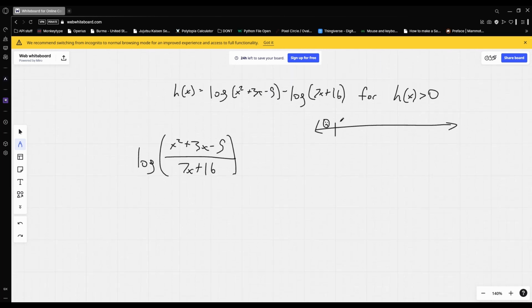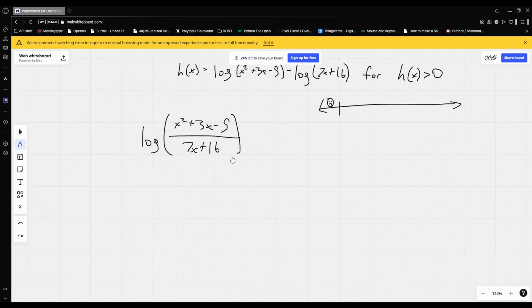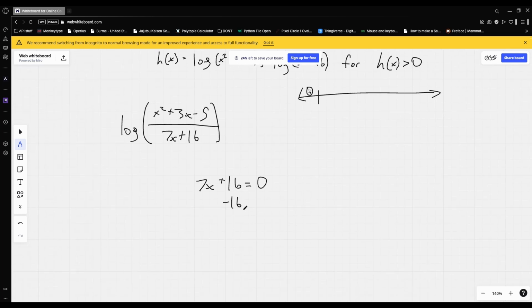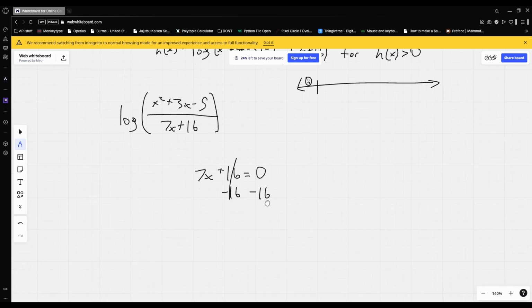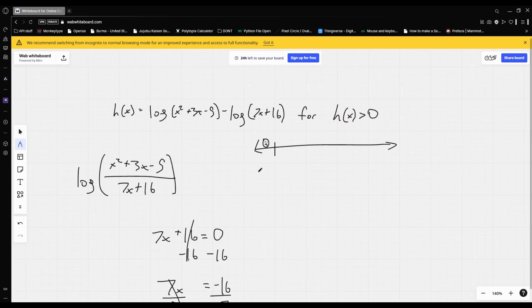So we solve for this to get our floor. What x value does this equal? So that's what we're going to do right now. So 7x plus 16, we set this equal to 0, and then we solve. It's just like a quadratic, where you just set it equal to 0 and solve for it. So we have x equals negative 16 over 7. So that is our floor.